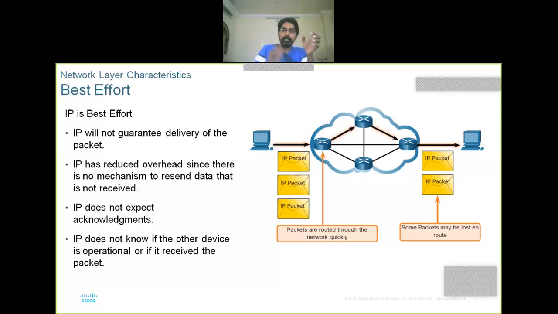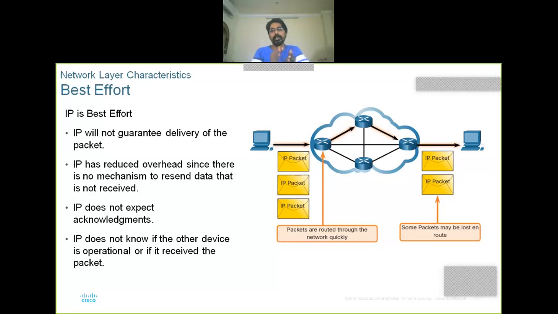So instead of bothering about the status of the end device, whether it is in on state or off state, it simply sends its packet with its header information and throws it onto the network. Routing takes place and the packet will arrive at the destination. If the destination system is live, it will receive the data. If it is not live, the packet will be dropped over there, right?